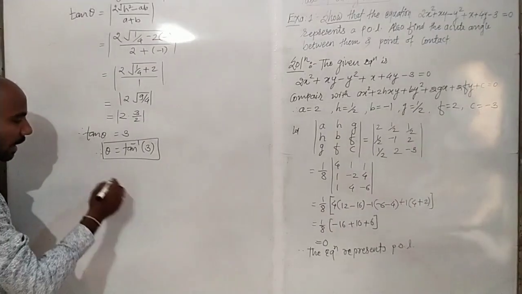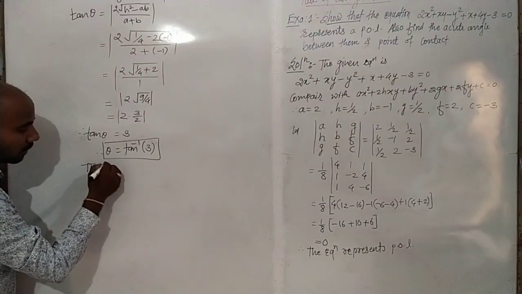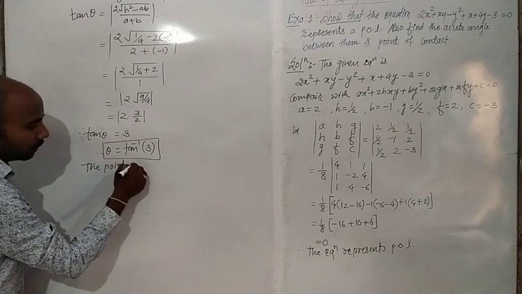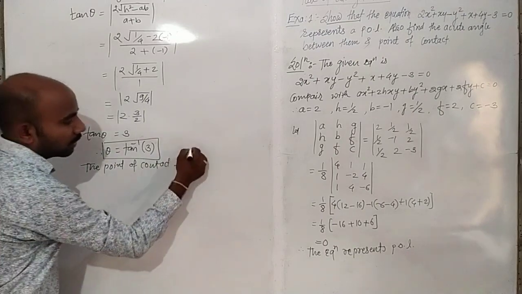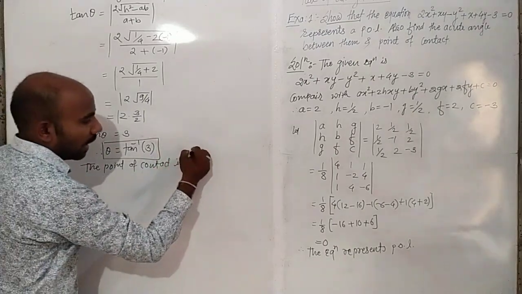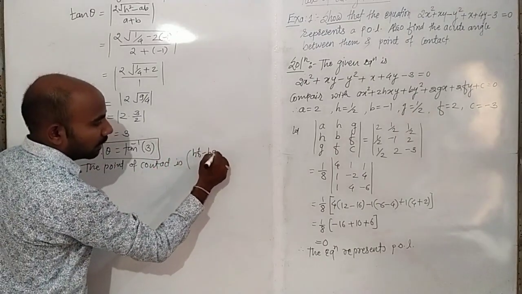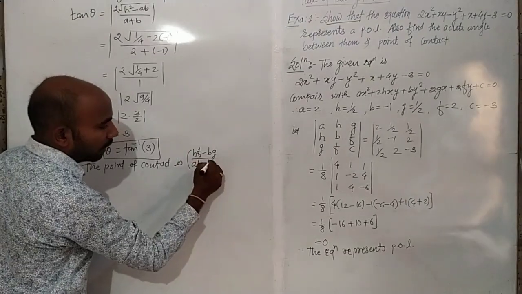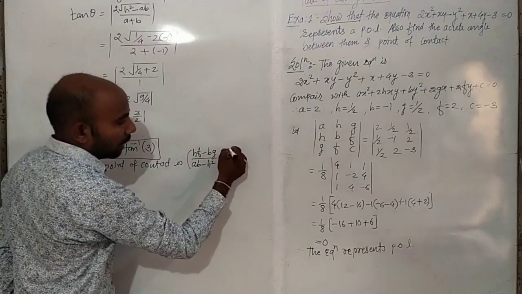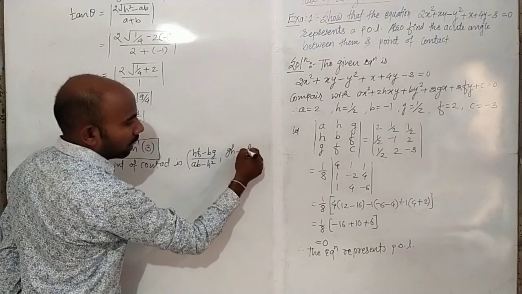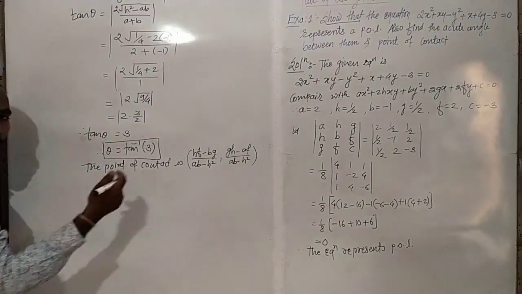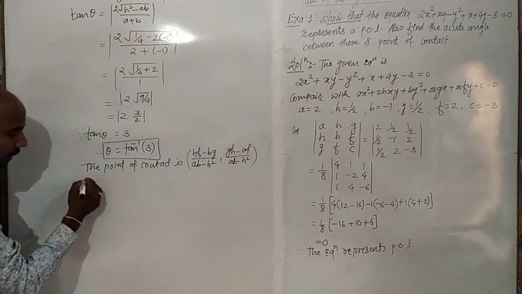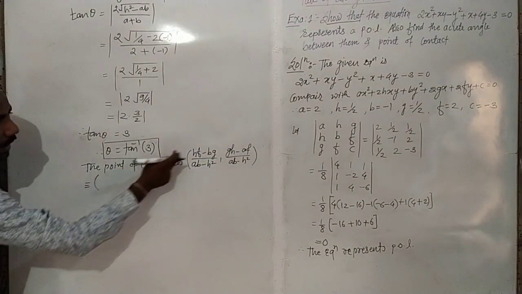Now the point of contact is given by the formula hf minus bg divided by ab minus h square and gh minus af divided by ab minus h square. Now अब हम क्या करेंगे कि वैल्यूज पुट अप करते हैं. सो आफ्टर पुटिंग द वैल्यू, h की वैल्यू कितनी है?